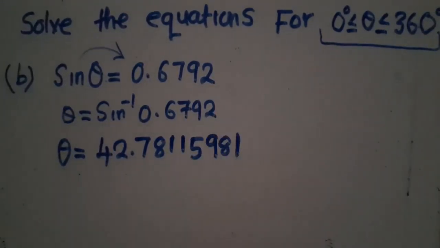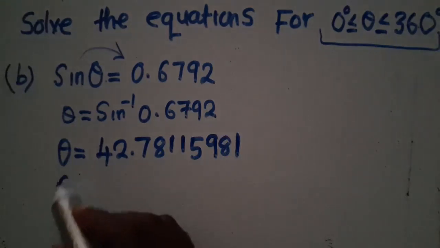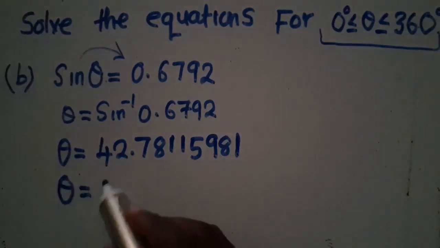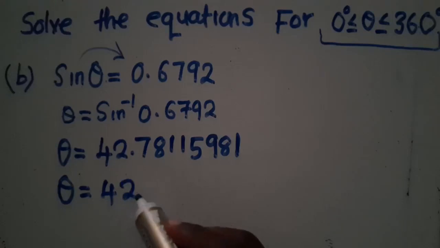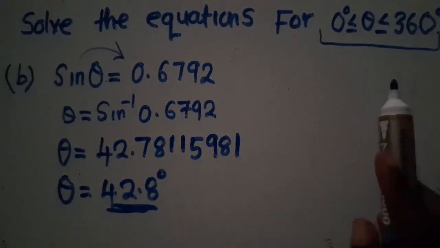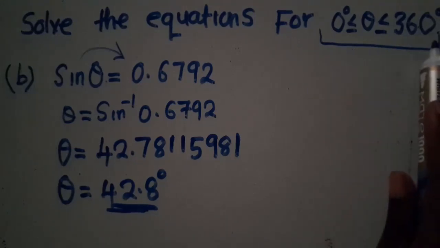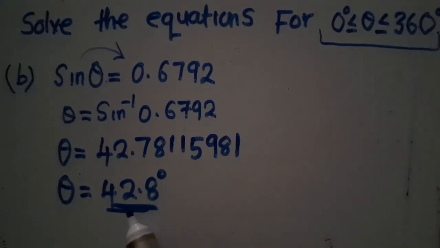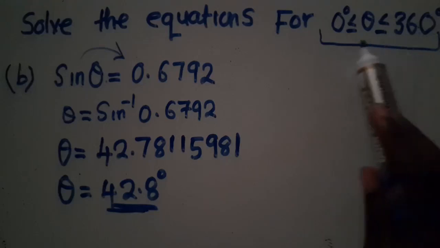This is the answer that you are going to have, where you now say theta is now equal to 42.8 to 1 decimal place degrees. This is your first answer. You look at the scale from 0 degrees to 360. So this one is your first answer because it is within that range.